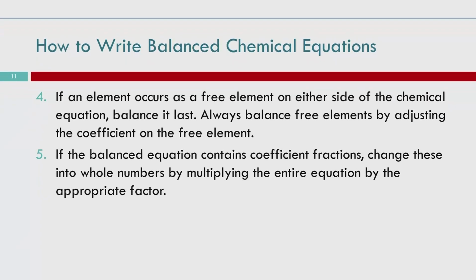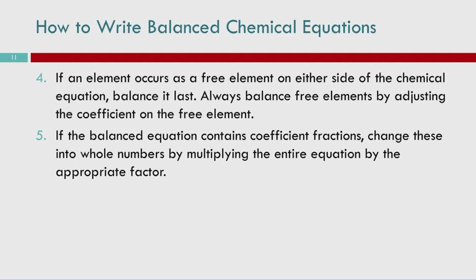If we have an element that occurs as a free element, like H2 or O2 or N2, if it's just that one element by itself, it's not in a compound, then we want to balance those last. The reason that we want to balance those last is because we can change that number up or down as much as we want. It's not going to change anything else. So it's not going to affect our other elements. So that means that it's really easy to balance that one thing, that last thing.